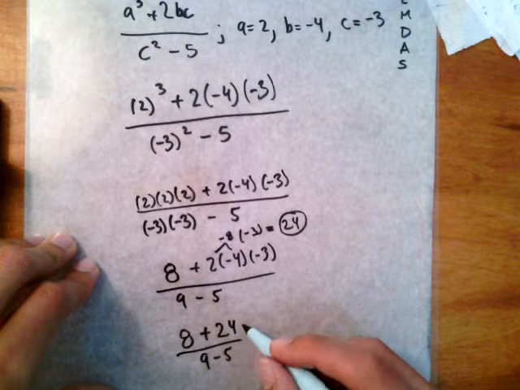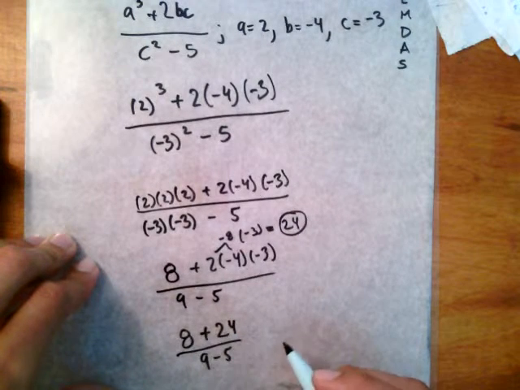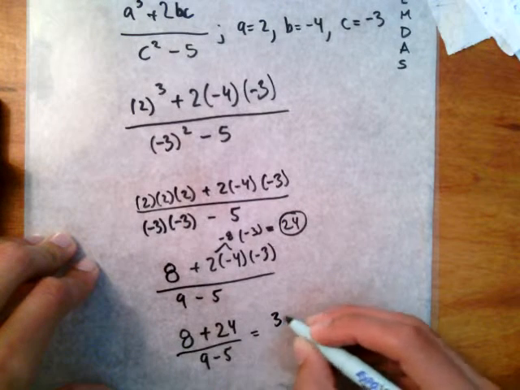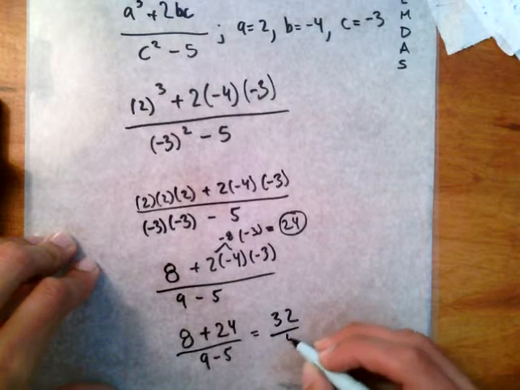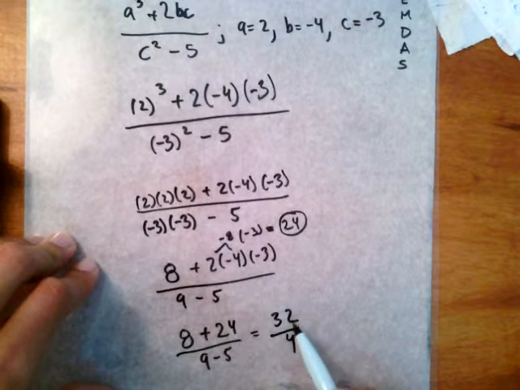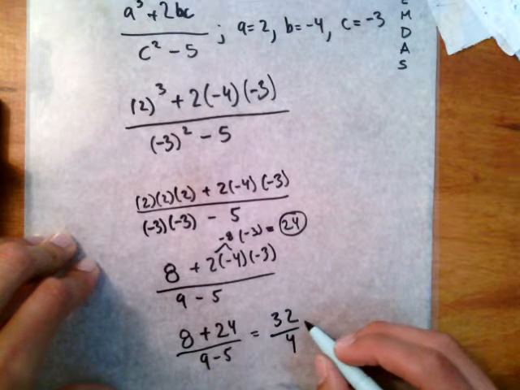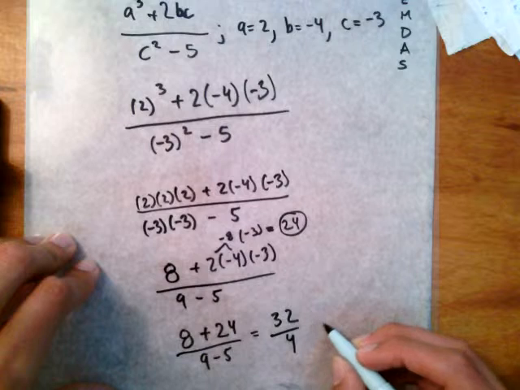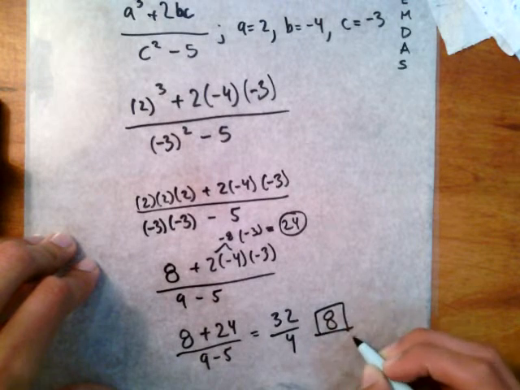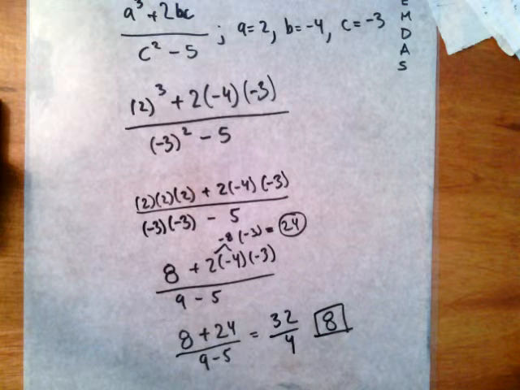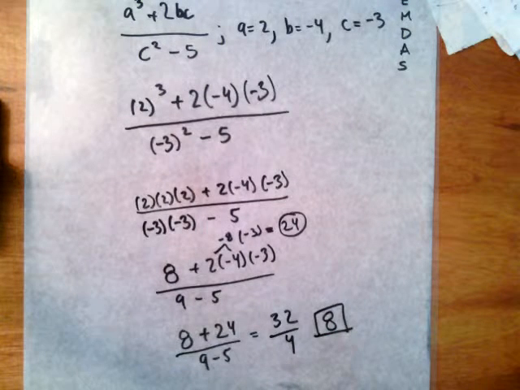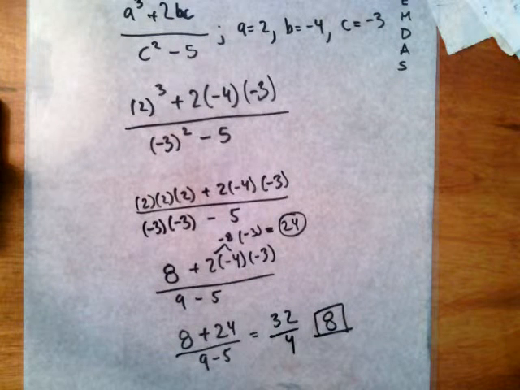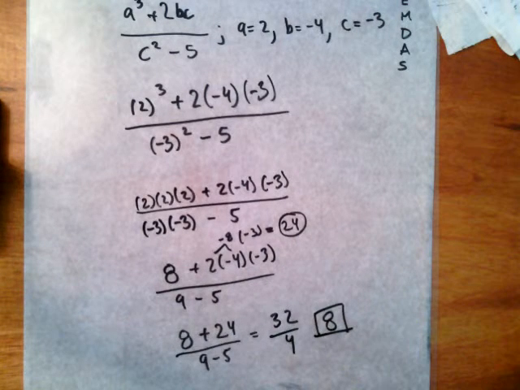Now we want to do our arithmetic. We have 8 plus 24, that gives us 32. 9 minus 5 gives us 4. And 32 over 4 is the same as saying 32 divided by 4. Now 32 divided by 4 will give us 8. So our answer is 8, and this is our answer in simplest form. And that sums up this section on evaluating algebraic expressions.